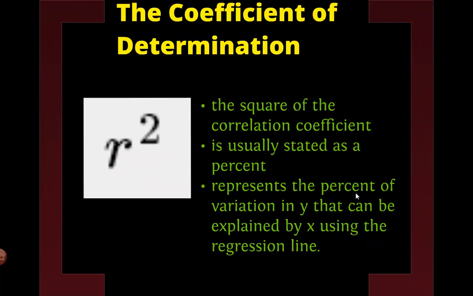The coefficient of determination is just R squared, so we just take R and we square it. It's always going to be positive, and it's a percent. What it does is it tells us how much of the variation in Y is explained by the X values and the regression line. Some things will be explained by X and some things won't, and that's what R squared tells us.